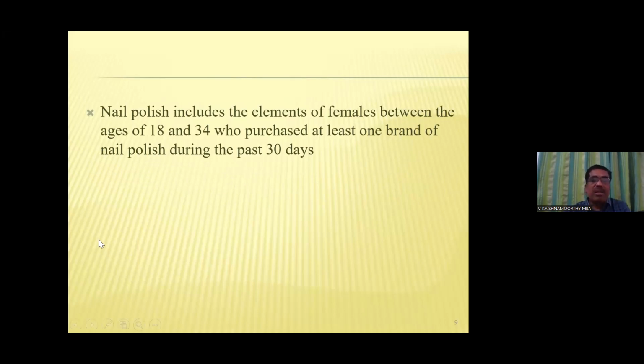See what this is. This is just an example for a sampling unit. Nail polish. Actually, this is another company. This company has selected the sampling unit: females between the ages of 18 and 34 who purchased at least one brand of nail polish during the past 30 days. This is one criterion. Another important thing, the age should be 18 to 34. If these two conditions are satisfied, they will be considered as a sampling unit according to one study.